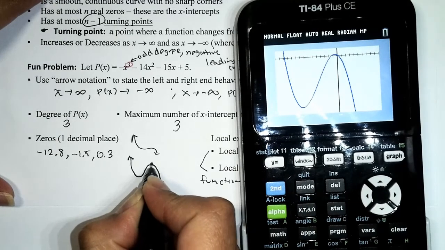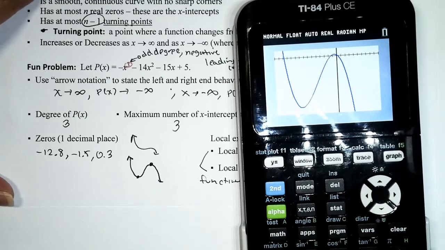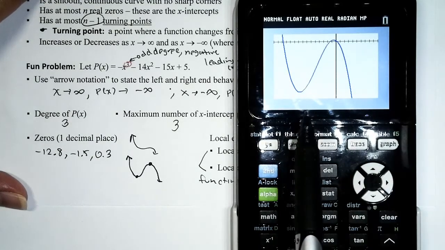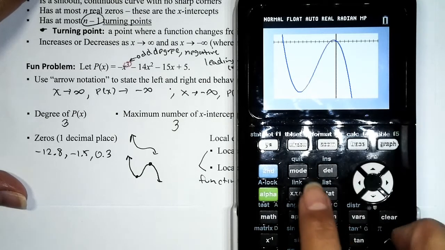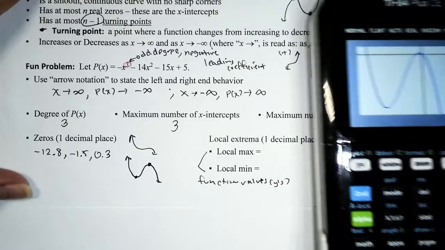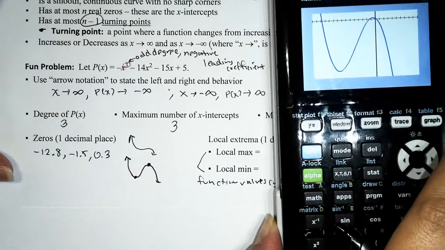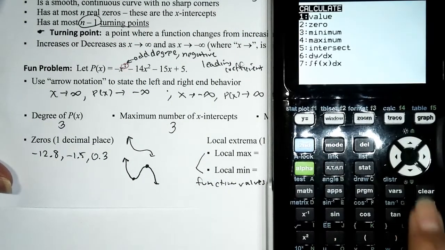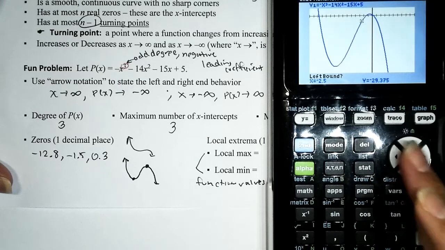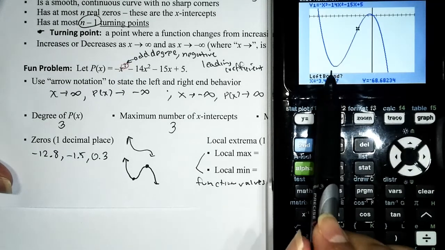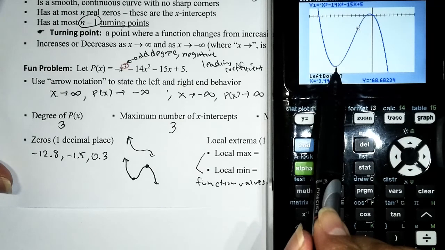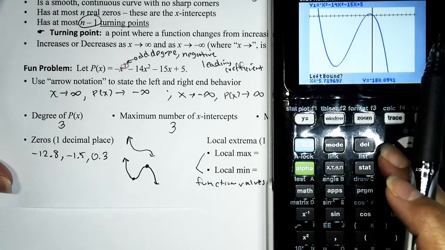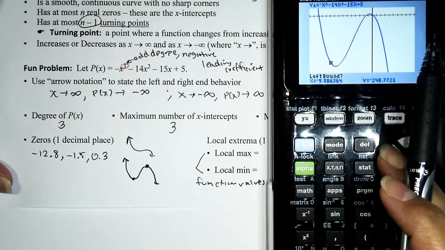Let me go ahead and put my point here. I'm going to find the local max or local min. It's up to you which one you find first. If I go in order from left to right, I'll find the local min first. So second, calc, minimum. Left bound. The minimum point is right here, so you want to put your cursor anywhere to the left of it. Once we have it to the left, then we'll press enter.